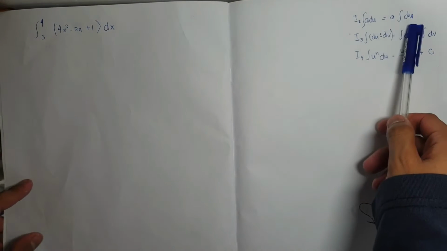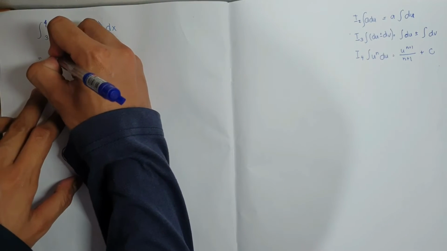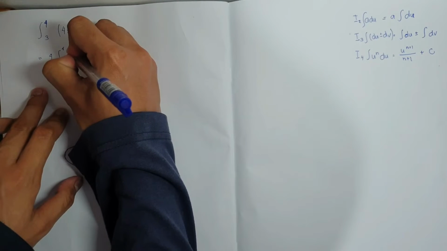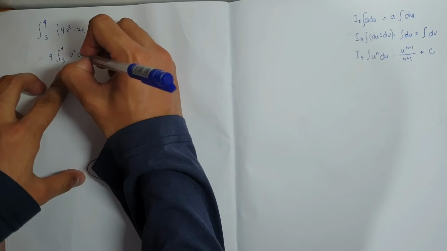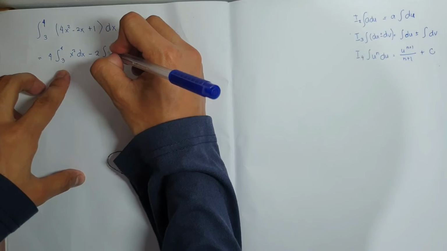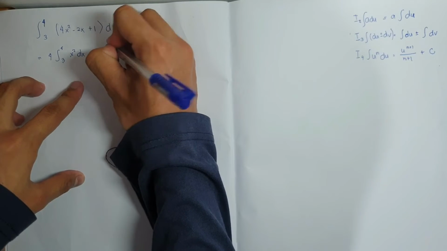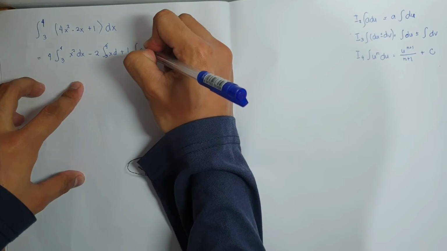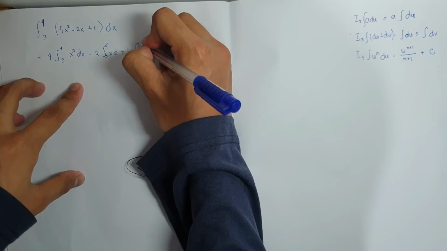So now we have z equals 4 times the integral of x squared dx from 3 to 4, minus 2 times the integral of x dx from 3 to 4, plus 1 times the integral of dx from 3 to 4.